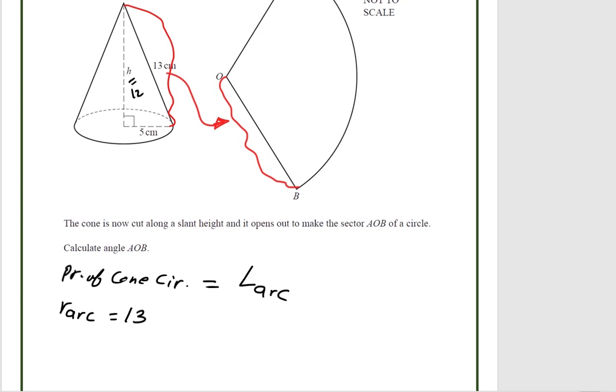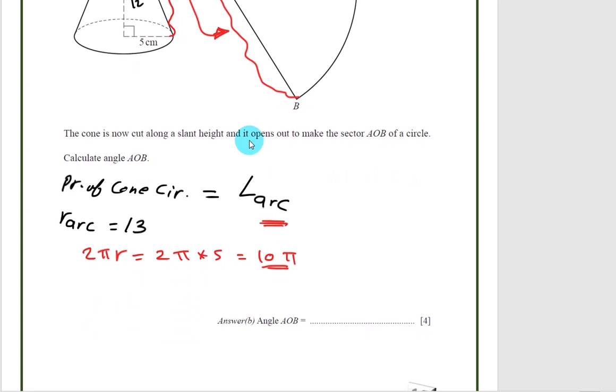So the perimeter of the cone, which is 2 pi r of the circle, will be 2 pi multiplied by 5. So it's 10 pi. This 10 pi will equal to the length of the arc. The length of the arc, L of arc, is equal to, remember, theta divided by 360 multiplied by 2 pi r of the arc.